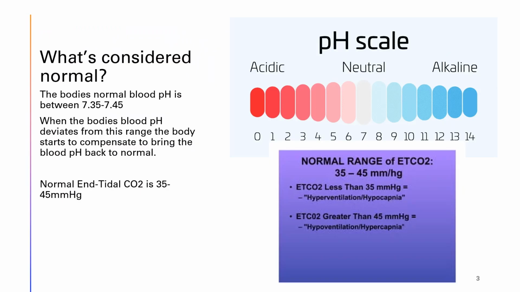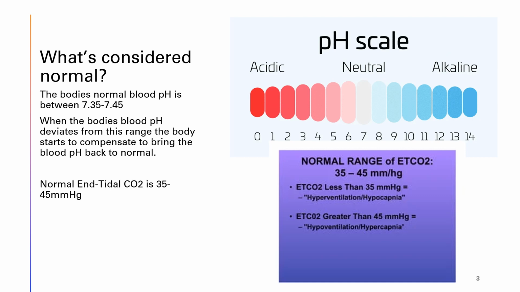What's considered normal? The body's normal blood pH is between 7.35 to 7.45. When the body's blood pH deviates from this range, the body starts to compensate to bring the blood pH back to normal. Also, another thing that will help us on the ambulance is actually placing our patients on end-tidal CO2, and our normal range for that is 35 to 45 millimeters mercury.